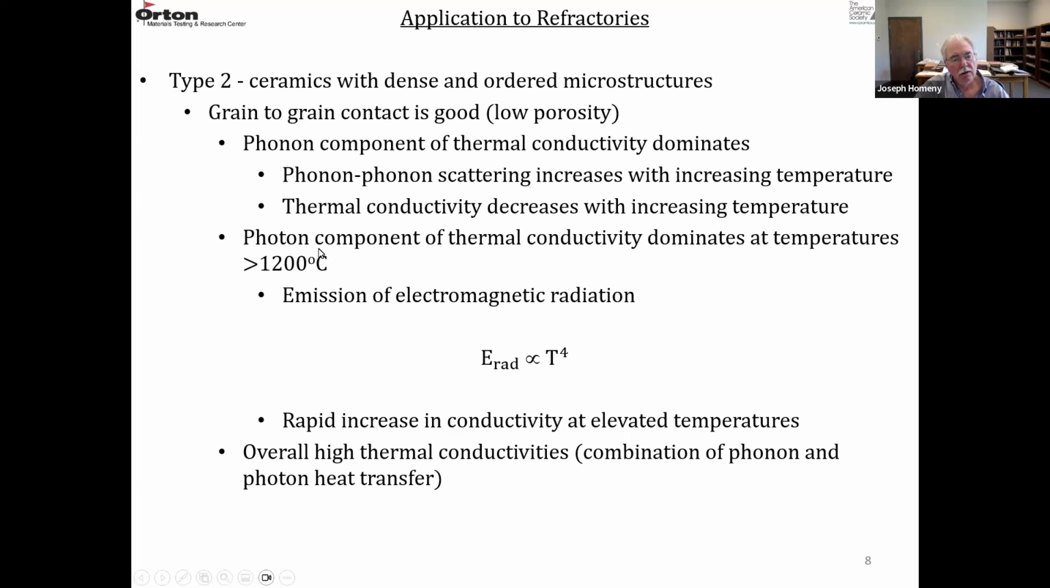So the photon component, if there's porosity, starts to dominate at much higher temperatures. Again, radiation is proportional to T to the fourth power, so that causes a rapid increase in the radiation portion. So type 2 materials overall have high thermal conductivities, a combination of phonon conduction and then radiation or photon heat transfer at the higher temperatures.